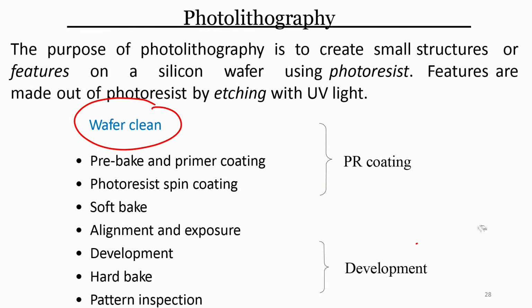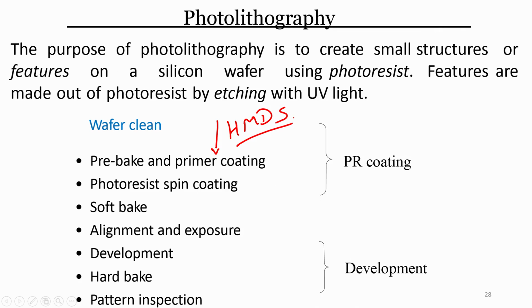To perform photolithography, the first step, if you see the screen, is pre-bake, which we already performed, and primer coating. HMDS is one of the primers that we can coat, and this will improve the adhesion of photoresist onto the surface of the substrate. After coating HMDS or primer, the next step is photoresist spin coating.